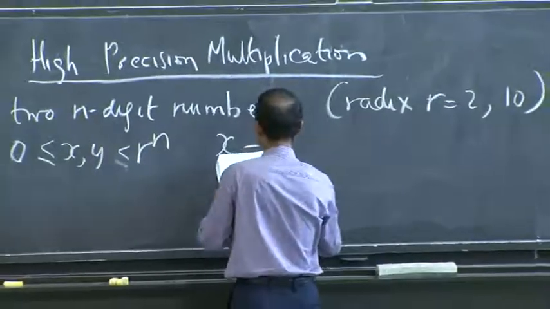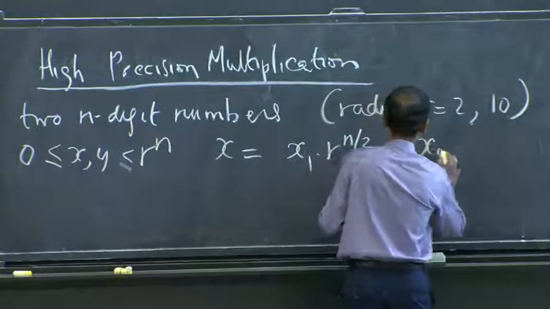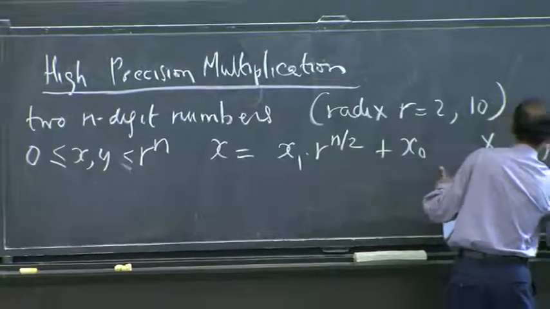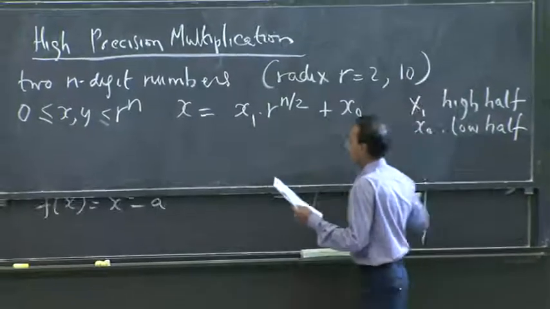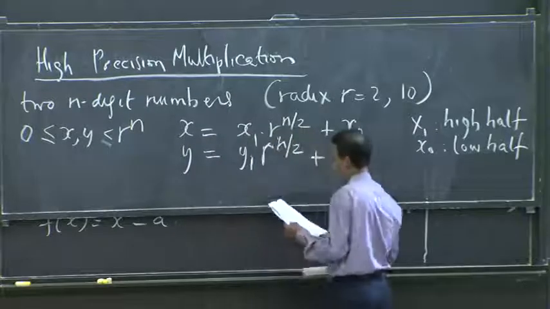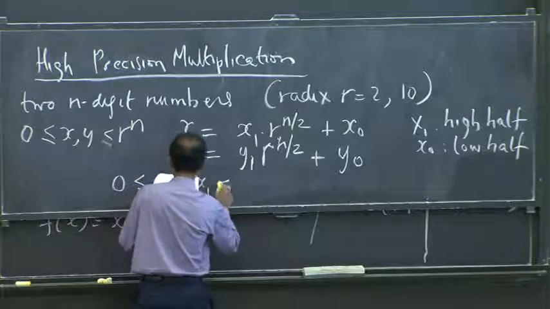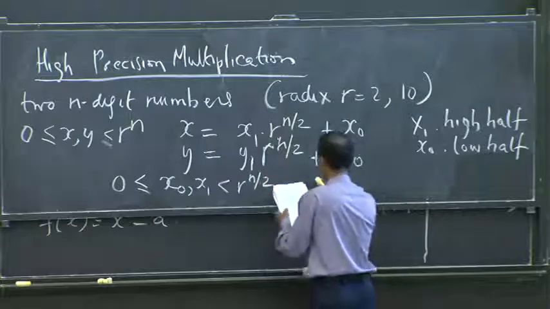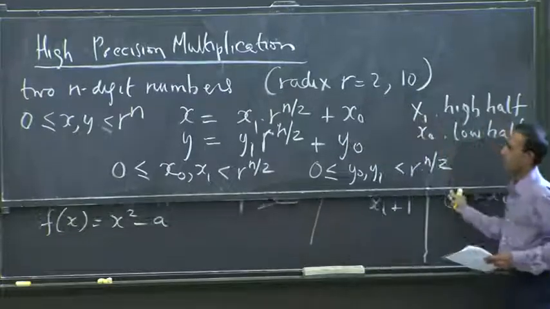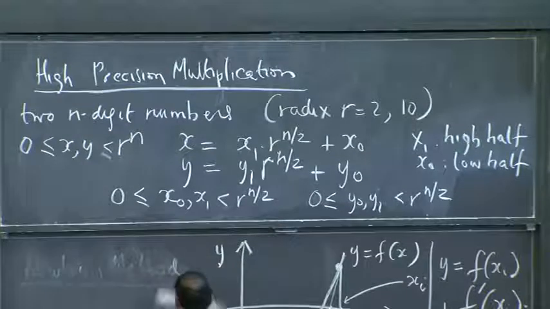So you set x to be x1 r raised to n over 2 plus x0, where x1 is the high, more significant half and x0 is the low half. The same thing for y: y1 r raised to n over 2 plus y0. Now the ranges change; x0 and x1 are smaller, and same for y0 and y1. So that's a fairly straightforward decomposition of this multiplication operation.